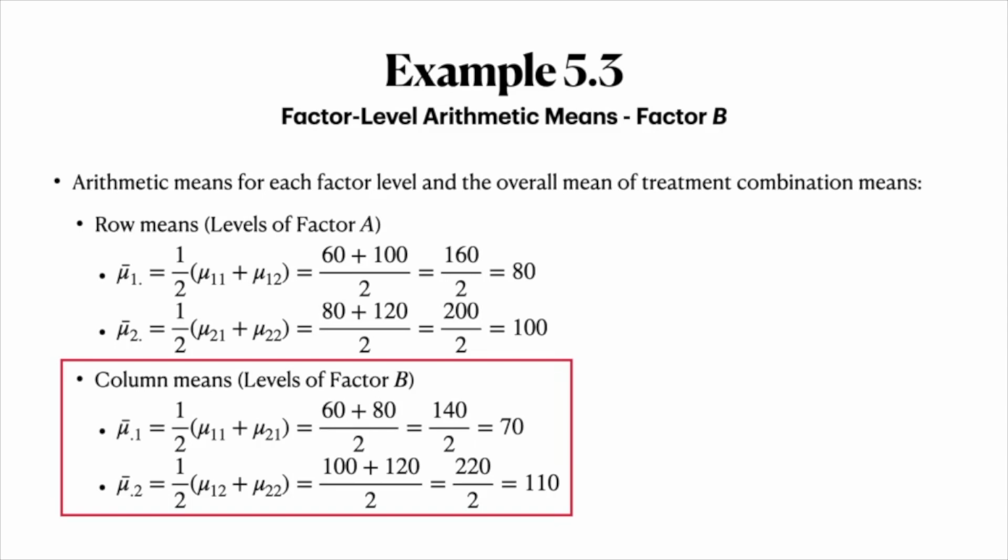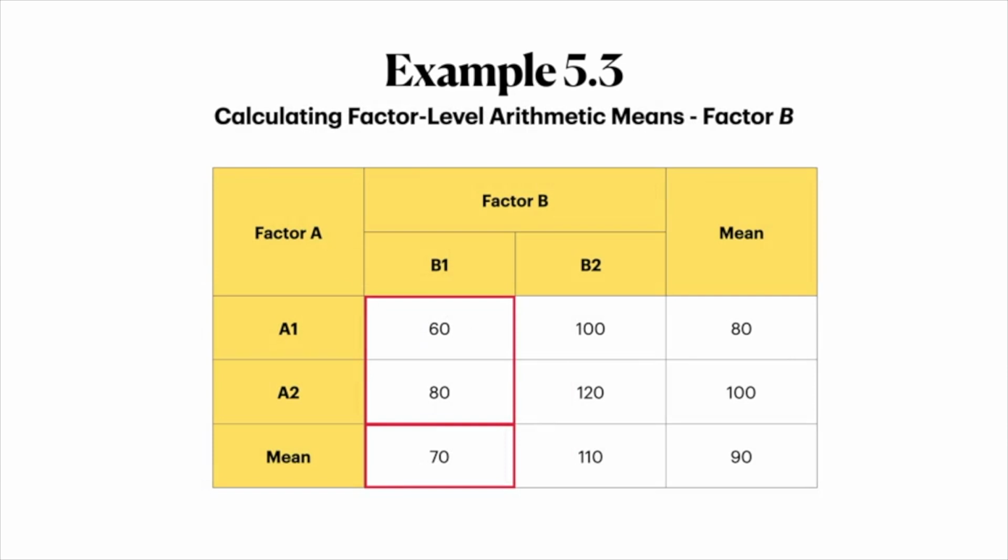Mu bar dot 2 is the arithmetic mean of those treatment means for the treatment combinations that have the second level of factor B. And so it's the arithmetic mean of mu 1,2 and mu 2,2. And that turns out to be 110. All right, so here we see the calculations done in the context of the table, and I've augmented the table with a row for the column means.